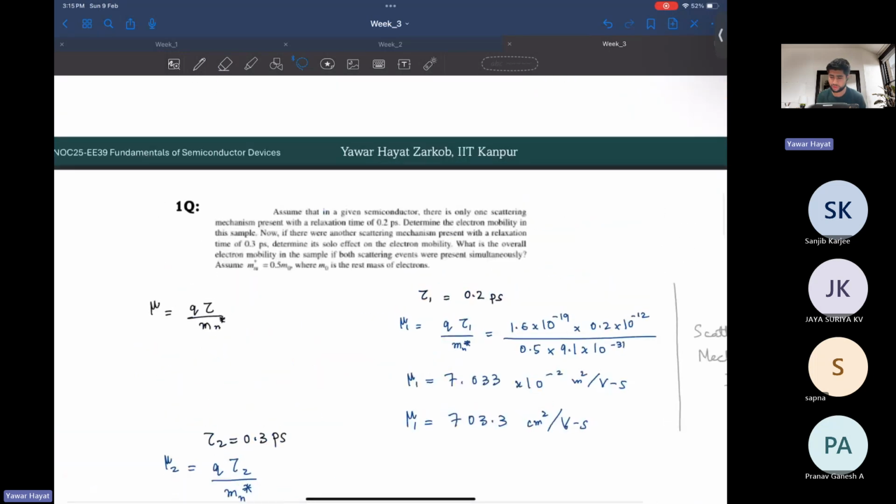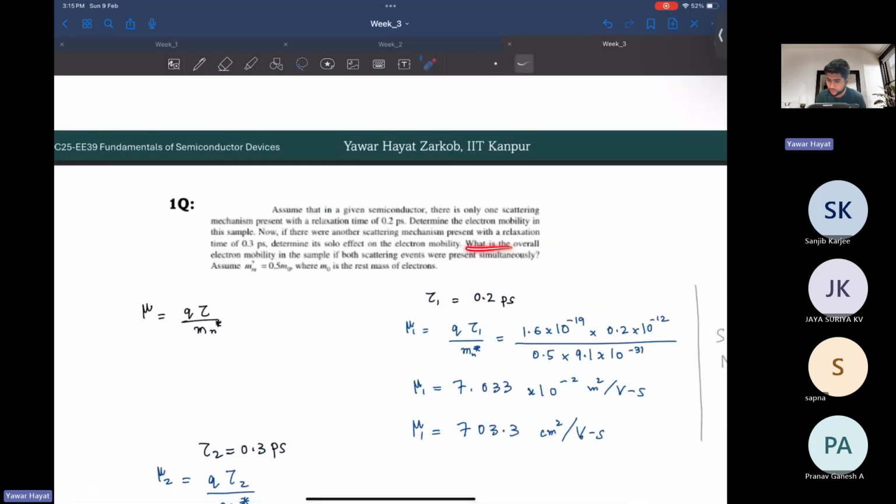Now, the second part of the question. What is the overall electron mobility in the sample if both of your scattering events were present simultaneously? So, which rule do we use when multiple scattering events occur to compute the overall effect?